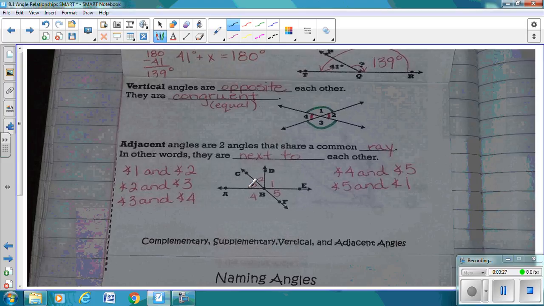Okay, if we're looking at this one down here on the bottom, I have the adjacent angles written out. This symbol right here is the symbol for angle, and I'll show you that a little bit more in class. So we have angle 1 and angle 2. I just numbered them. They're adjacent. 2 and 3 are adjacent. 3 and 4 are adjacent. 4 and 5 are adjacent. And then 5 and 1 are also adjacent. The numbers may not go in order like that every time.